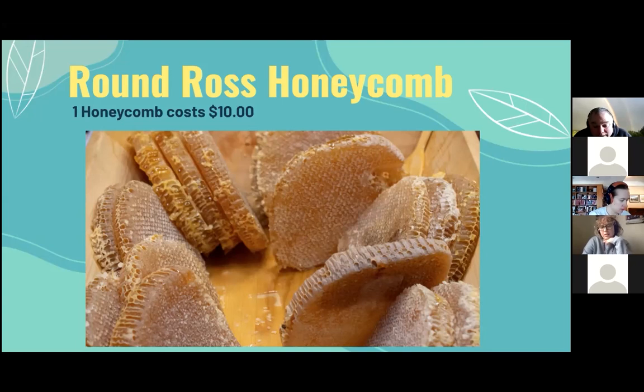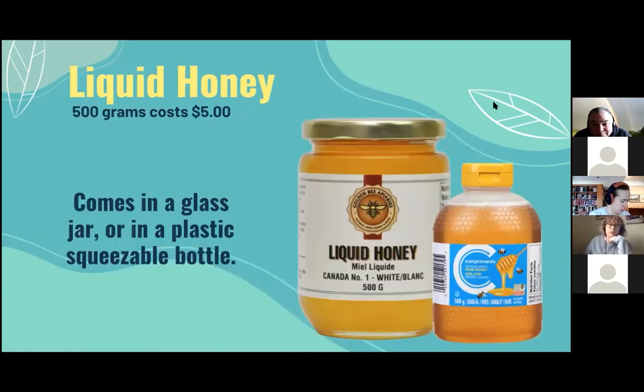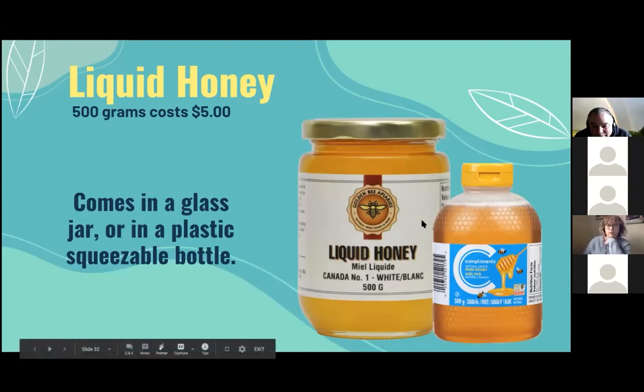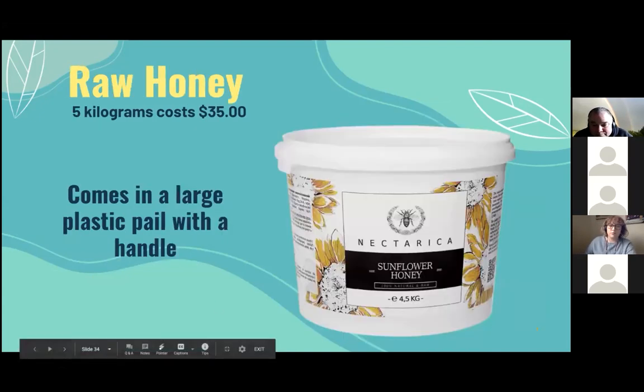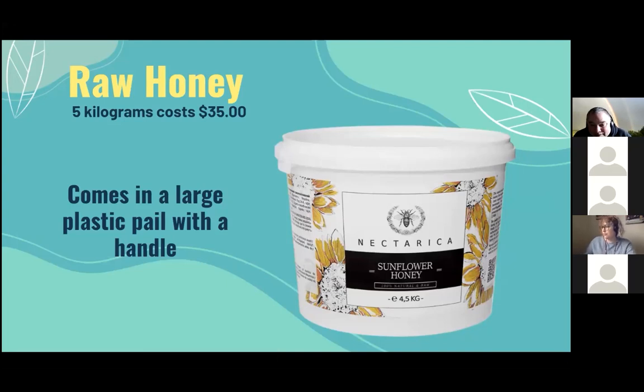So next one, it should be the liquid honey. The liquid honey is 500 grams, costs $5. Glass jar, squeezable bottle. Okay, let's move on to the creamed honey. 1 kilogram costs $9 and comes in a plastic container or a glass jar. And then we have the raw honey. The raw honey comes in a large plastic pail with a handle, and is 5 kilograms, costs $35.